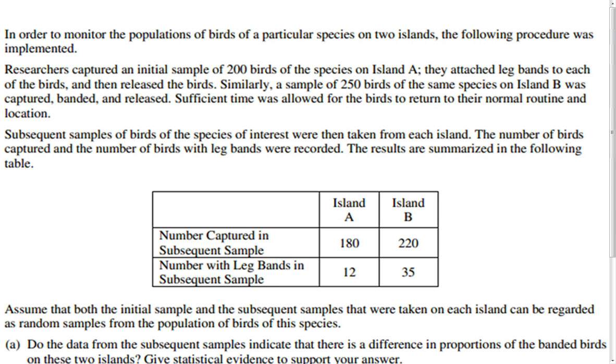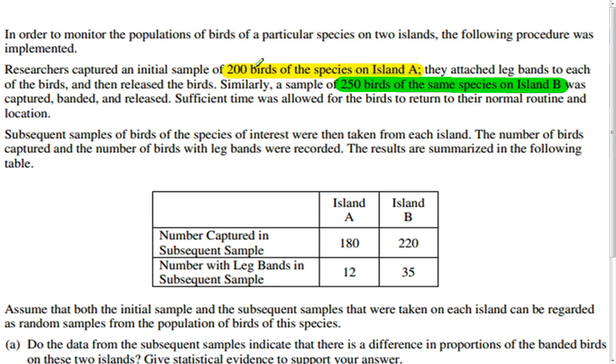In this problem, we're looking at the population of a bird species over two islands. They captured and banded a group of 200 birds on island A and 250 birds on island B. The fact that these are different numbers is actually not particularly important and not a problem. So I wouldn't get caught up on the fact that one is 200 and one is 250.